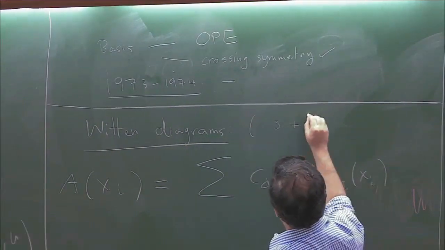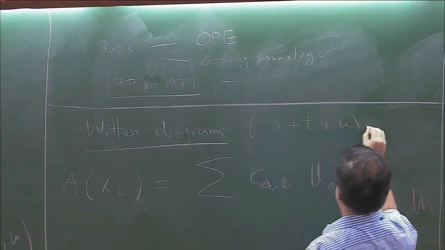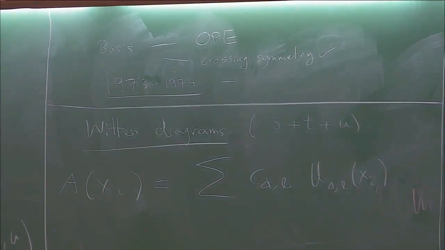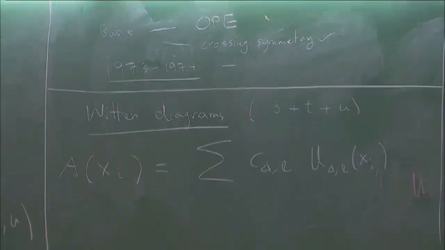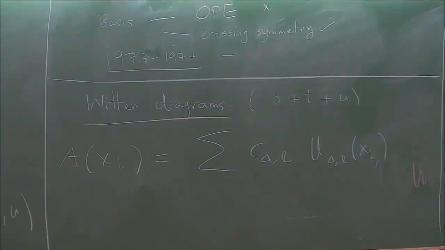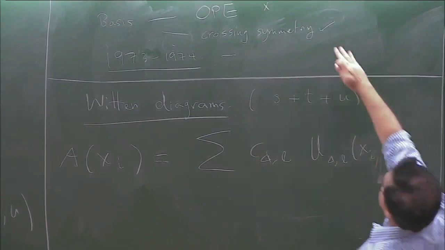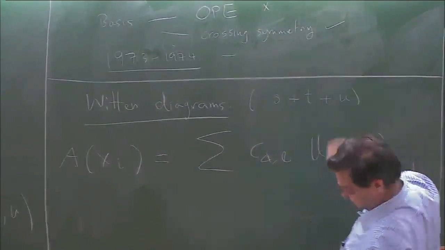So what we're going to do is add the S, T, and U channels. But in doing so, and it'll become clear in a bit, we are going to sacrifice consistency with the OPE, and that is what we have to impose separately. We're just swapping the orders in which things are done.